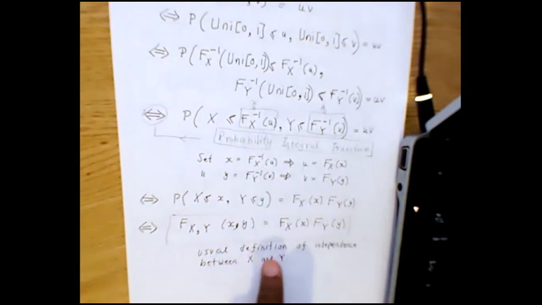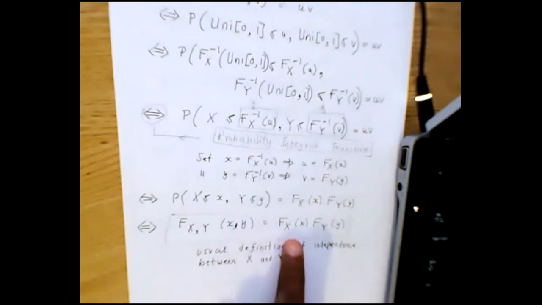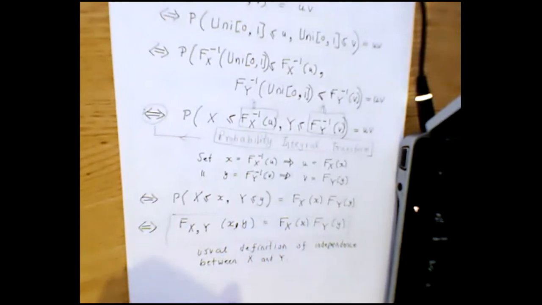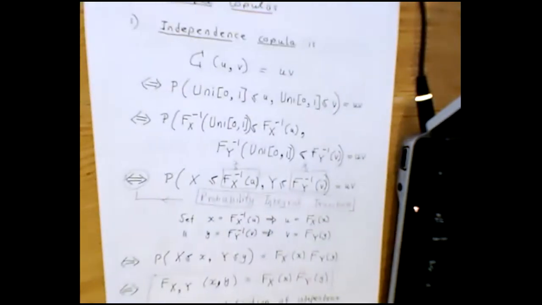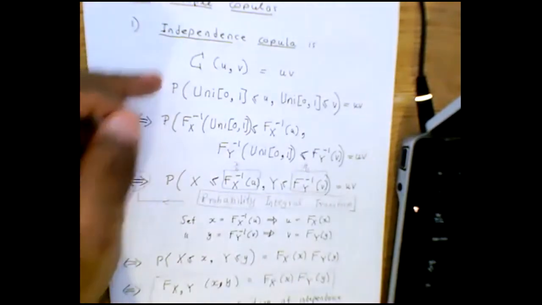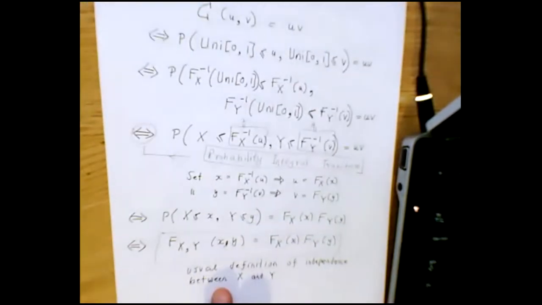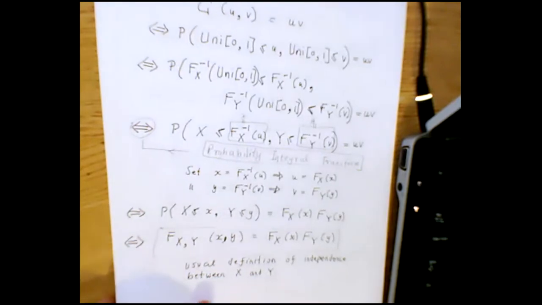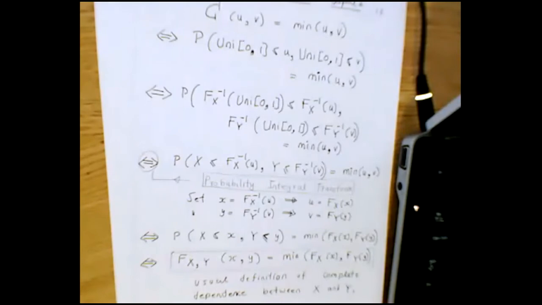And you may remember from the courses you've taken in the first or second years that this is the usual definition of independence of two random variables X and Y. So basically this copula here corresponds to the usual definition of independence, right? That's the first of the two simple copulas.